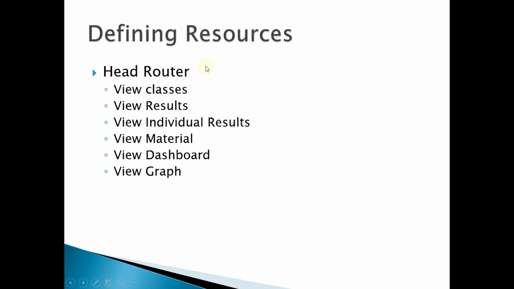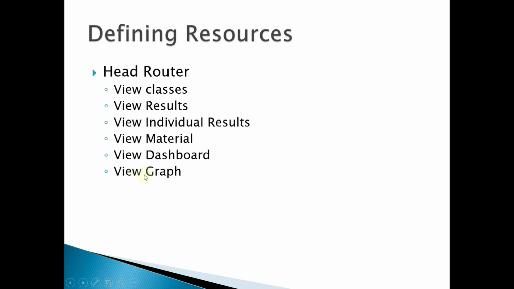Then the head router. Head is the head of the department. He can view the classes, he can view the results, he can view the individual results, he can view the materials that have been uploaded to the portal, and he has a dashboard and he can see some graphs. So these are the resources that need to be provided to the head of the department.